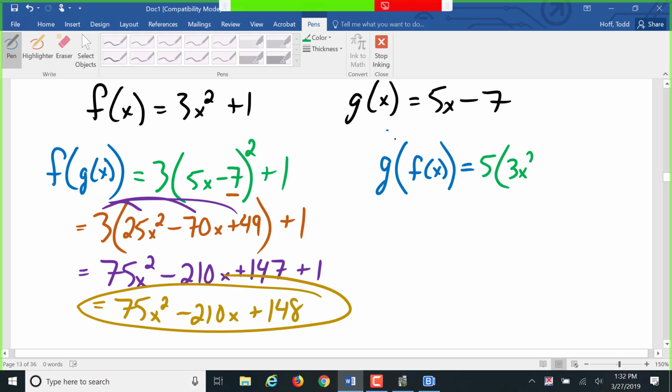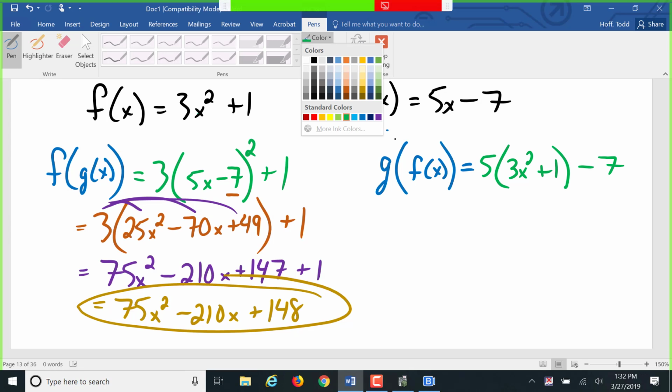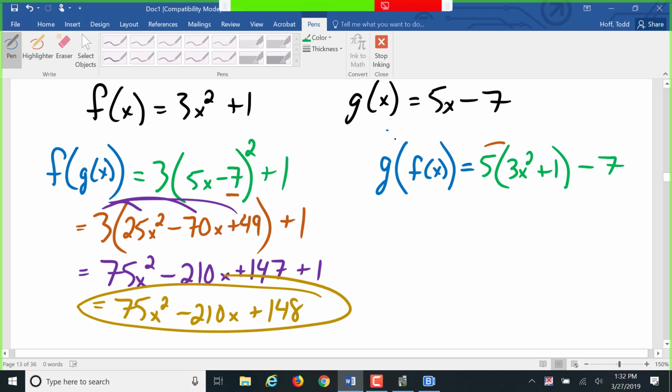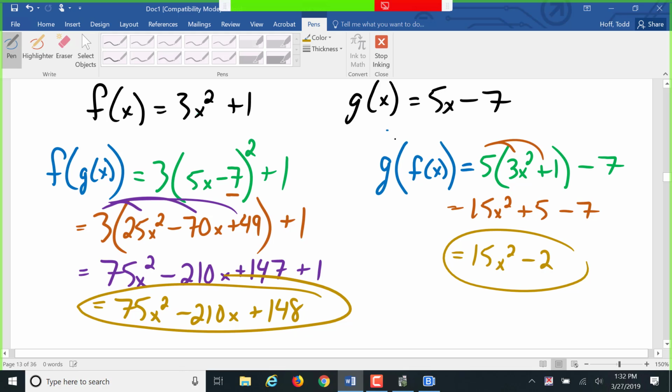So we'll replace x with f of x, which is 3x squared plus 1. We distribute the 5 to get 15x squared plus 5. And we subtract the 7. 15x squared minus 2. That is g of f of x.